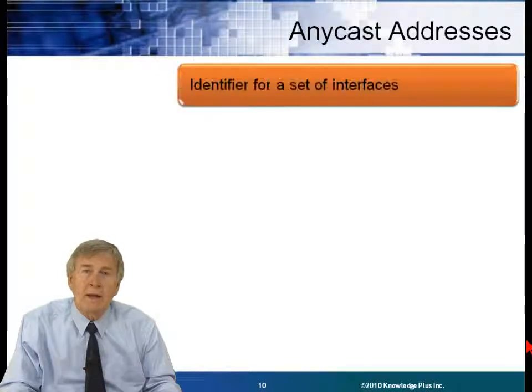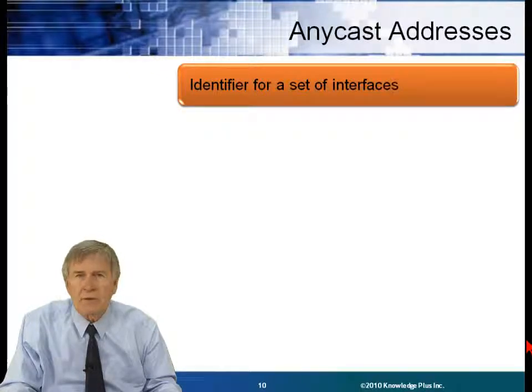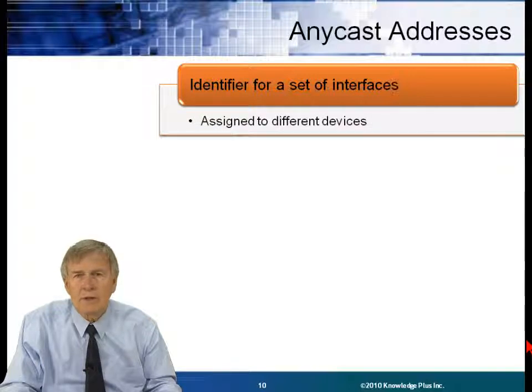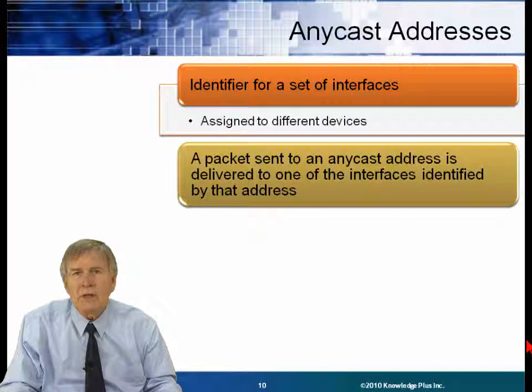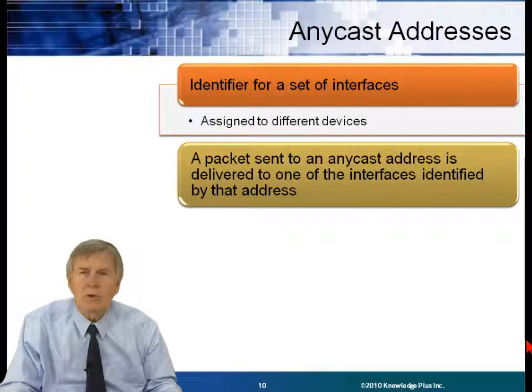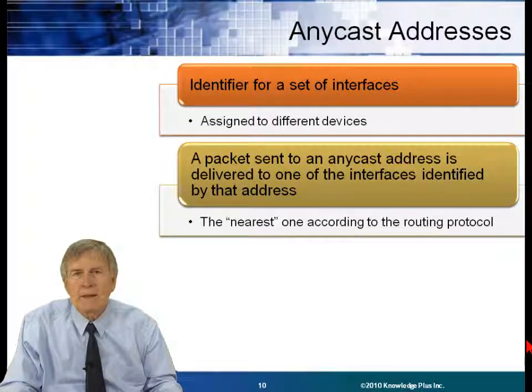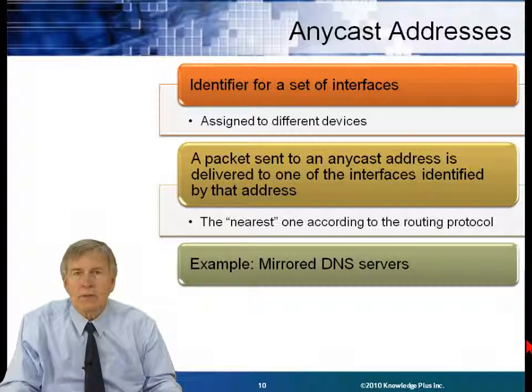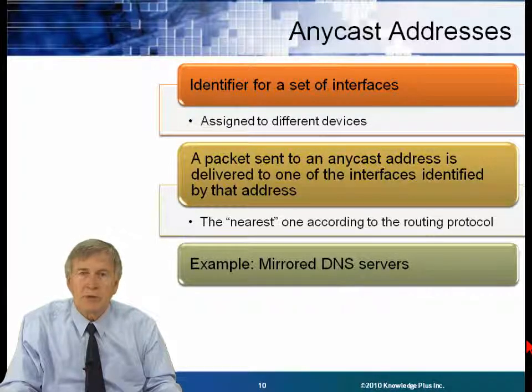An Anycast address is an identifier for a set of interfaces and is assigned to different devices. A packet sent to an Anycast address is delivered to one of the interfaces identified by that address. So this is a departure from what we saw in unicast and multicast. The nearest one is chosen. And how is that chosen? Well, that's chosen based on the routing information that's available. So the nearest one would be selected according to a routing protocol. For example, if we had mirrored DNS servers, then information would be sent to the nearest DNS server.